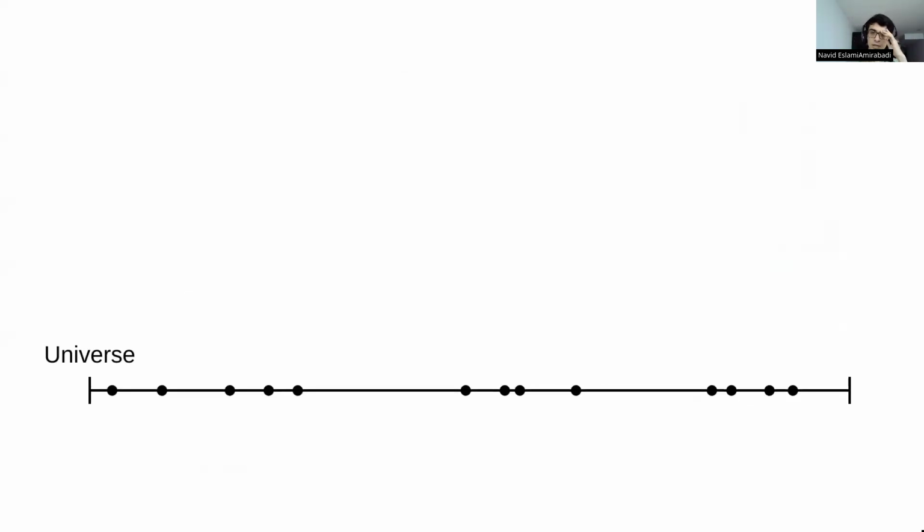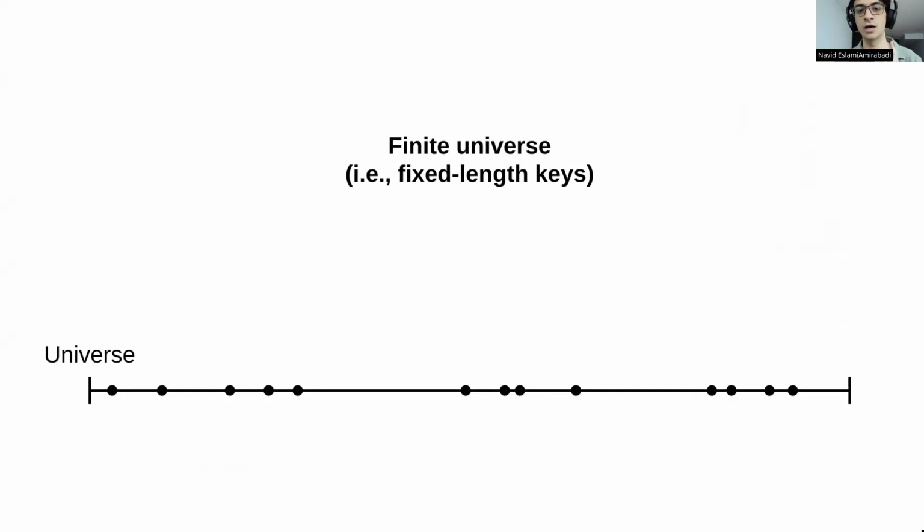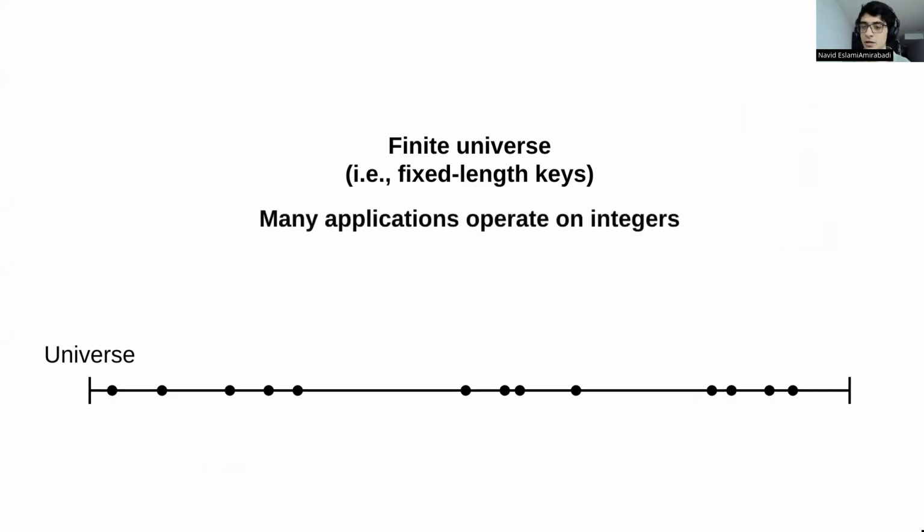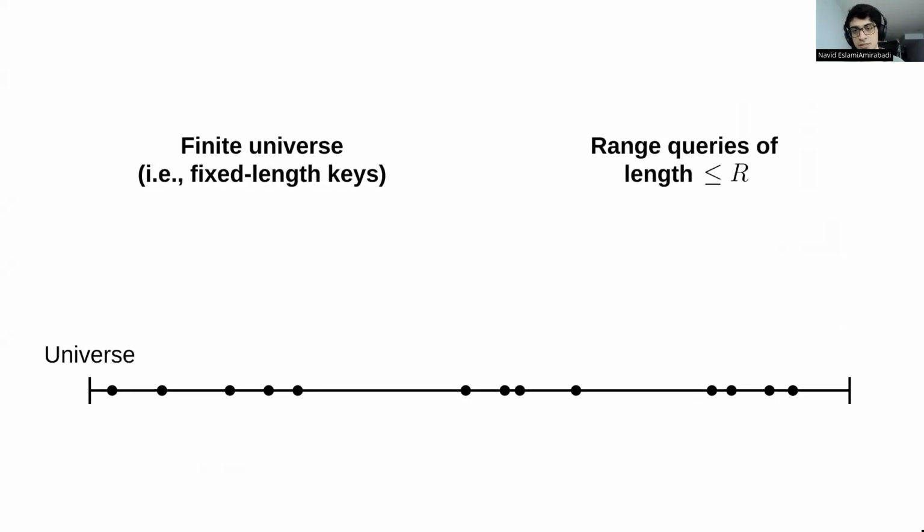So the Memento filter makes 2 assumptions. The first assumption is that the universe of keys that it's working with is finite. This is a very common assumption in the sense that it's basically going to imply that your keys are fixed length. And it's actually a valid assumption in practice because many applications operate on integers. The second assumption it makes is that range queries have a bounded length of big R, a maximum range query length. This is also a common and fair assumption because long ranges are likely non-empty anyways.